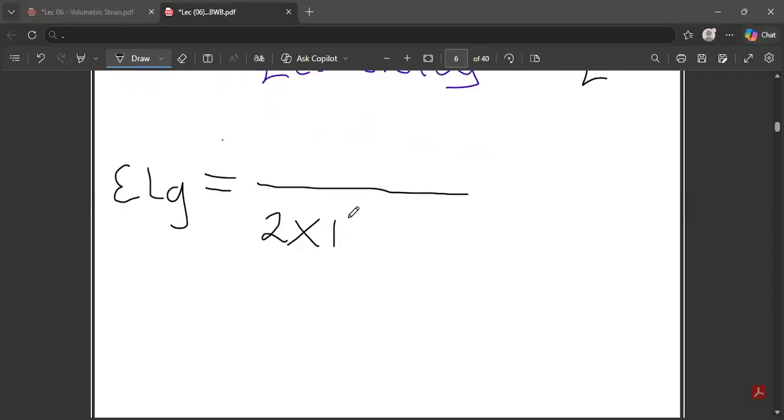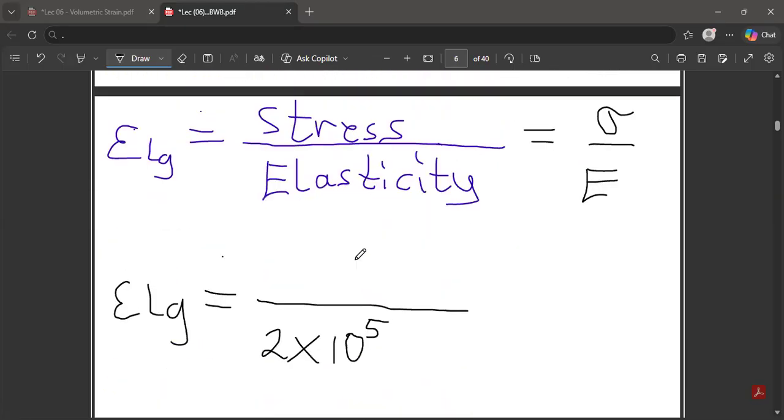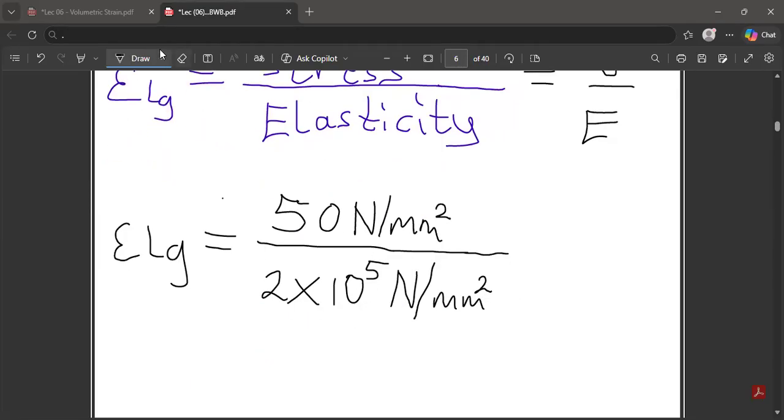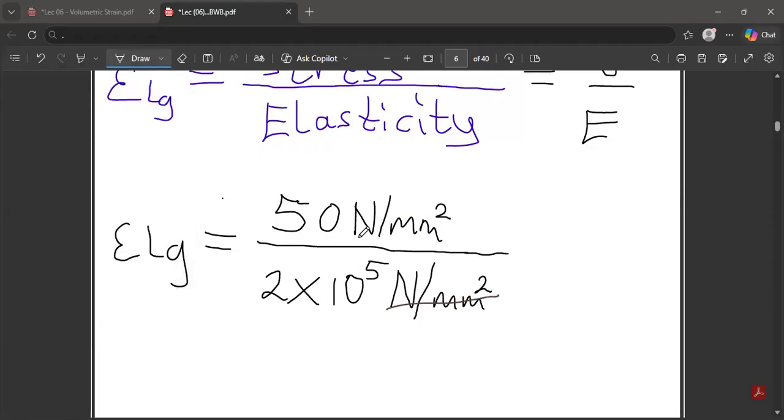2 times 10 exponent 5. And then the stress, we had 50 Newton per millimeter squared. From here, what can we note? You realize that this is why we said that strain has no unit. This is going to take care of this.